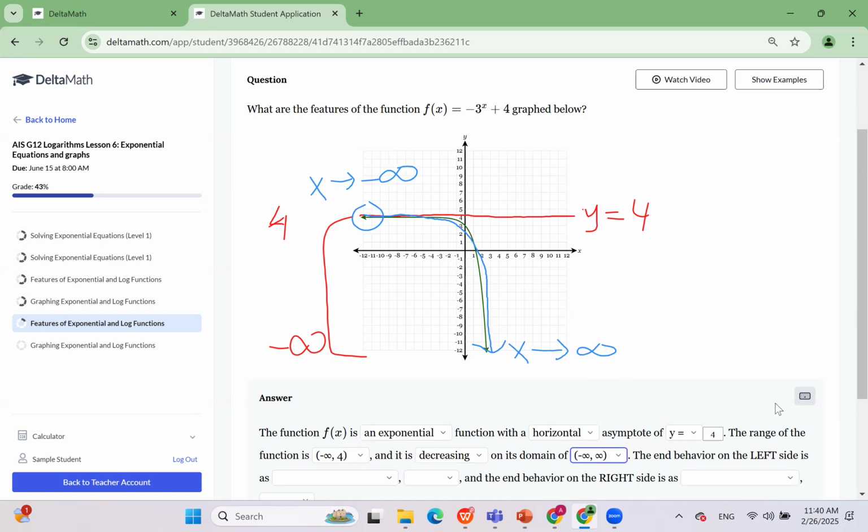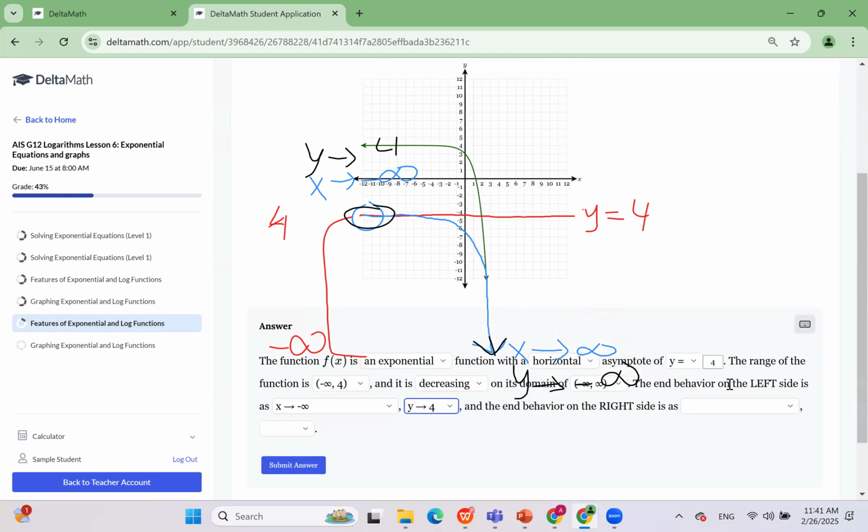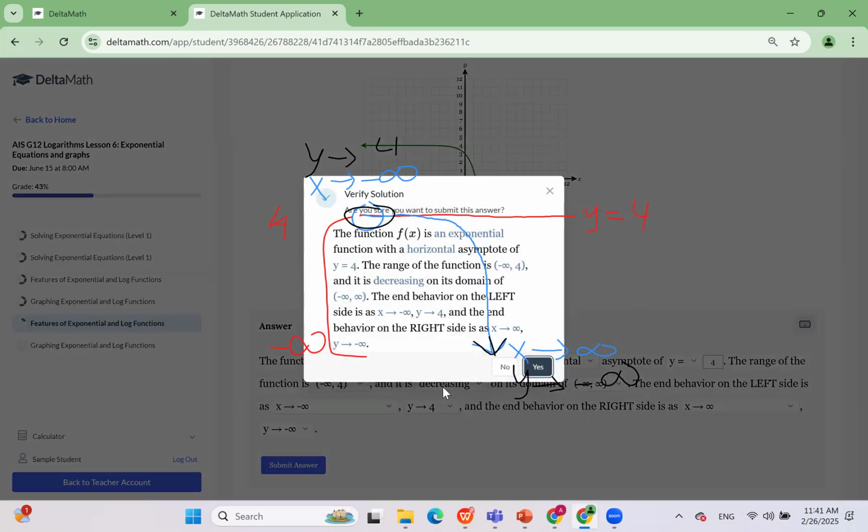The end behavior on the left side, we already got the x, we need to get the y. So on the left side, we see that the y does not cross the 4. So y approaches 4. So as x approaches -infinity, y approaches 4. The end behavior on the right side is as x approaches infinity, y approaches -infinity. There is no restriction and it's moving down. So as x approaches infinity, y approaches -infinity.